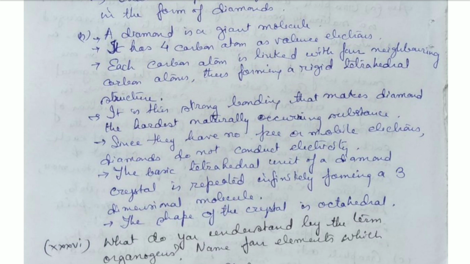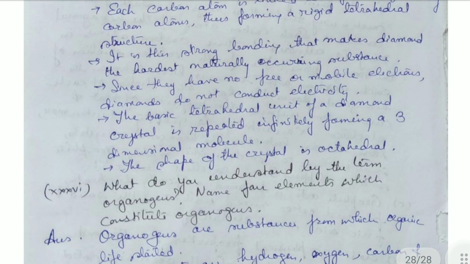Since diamonds have no free or mobile electrons, they do not conduct electricity. The basic tetrahedral unit of the diamond crystal is repeated infinitely, forming a 3-dimensional molecule. The shape of the crystal is octahedral, that is, the shape of the diamond is octahedral.